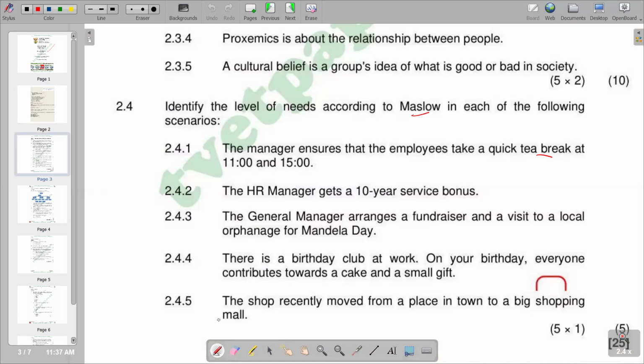Then 2.4.5, the shop recently moved from a place in town to a big shopping mall. So basically, this is a safety or security need, and this becomes the last part of our 2.4.